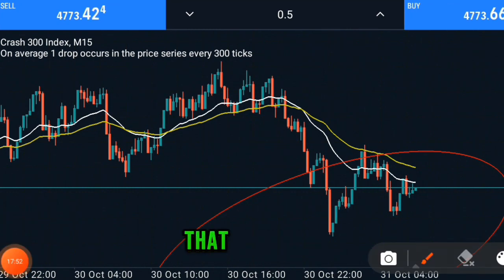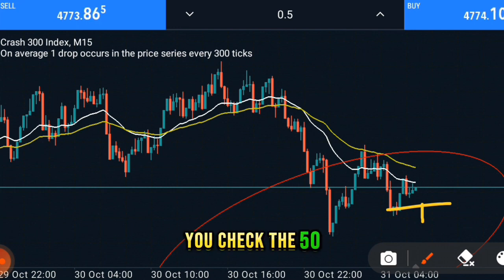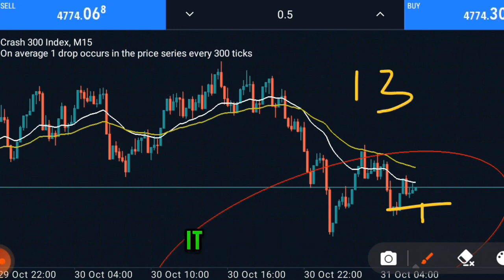It simply means that the candle that shifted to this line has, once you have seen the spike drop once, and you see that you check the 15 minutes and the thing is like 13, which means it has something like 2 minutes more to finish off the 15 minutes. Place your trade.